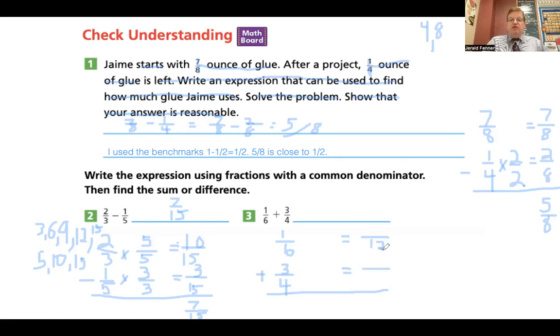So you're going to put down a 12. And then you're going to multiply by a fraction that equals 1. 6 times what gives me 12? That would be 2. So the numerator would be 2. 1 times 2 is 2. And then 4 times what gives me 12? That would be 3. So it'd be 3/3. 3 times 3 is 9. And we add that out, and we end up with 11/12 as our final answer.